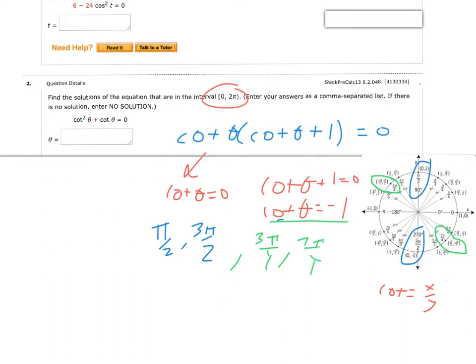You may have to write these in order, so just kind of looking at my order here, I can kind of just trace around the unit circle. So I would list it as pi over 2, and then 3 pi over 4, and then 3 pi over 2, and then 7 pi over 4.